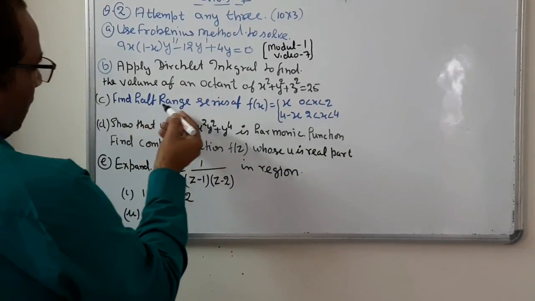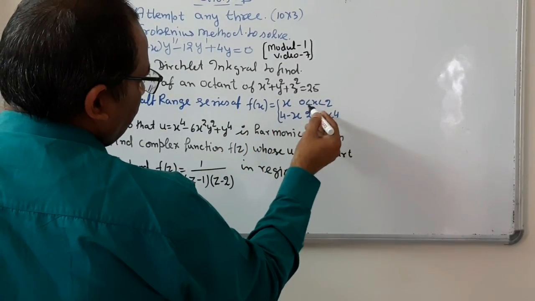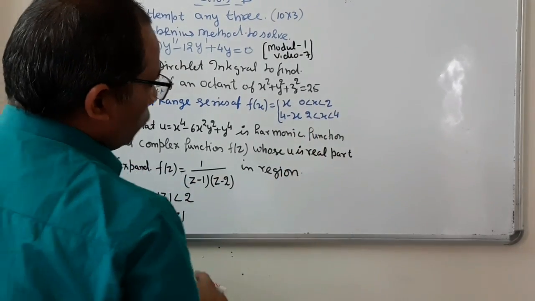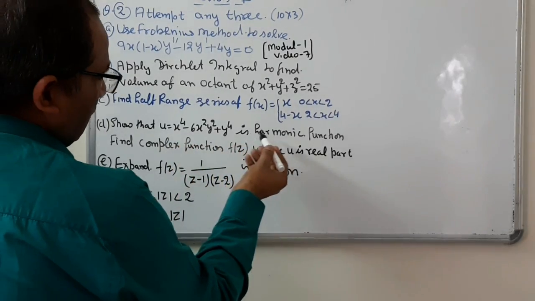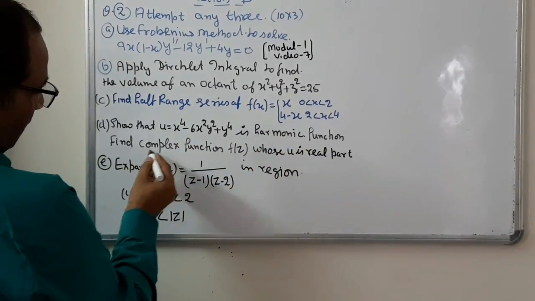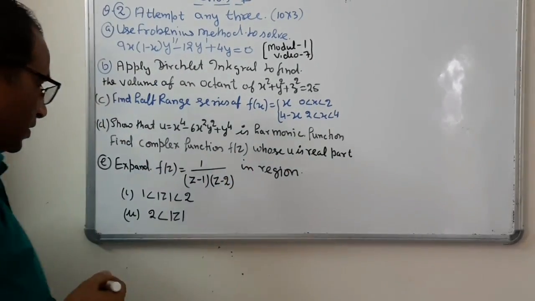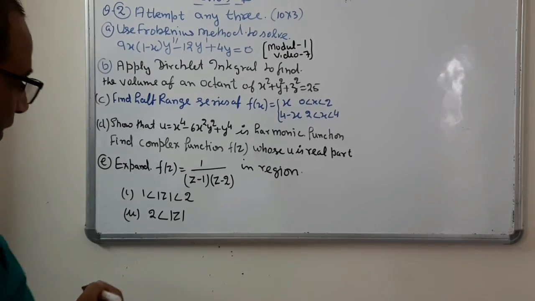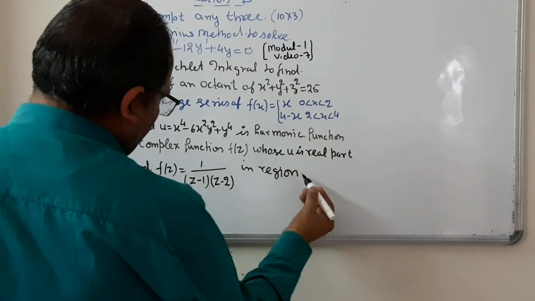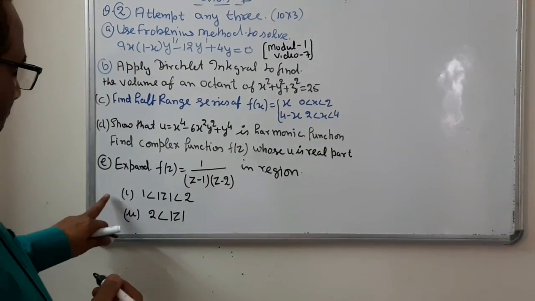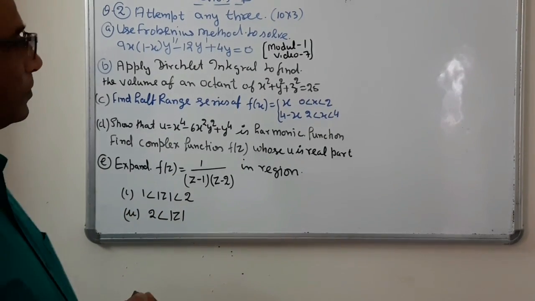And third part is: find the half range series of f(x), where the function is given as x from 0 to 2 and 4 minus x from 2 to 4. And fourth part is: show that u equal to this is a harmonic function, then find the complex function f(z) whose real part is given by this. And last part is: expand f(z), where f(z) is given as 1 upon (z minus 1)(z minus 2) in the given regions, and 2 parts are given, modulus of z between 1 to 2 and modulus of z greater than 2.